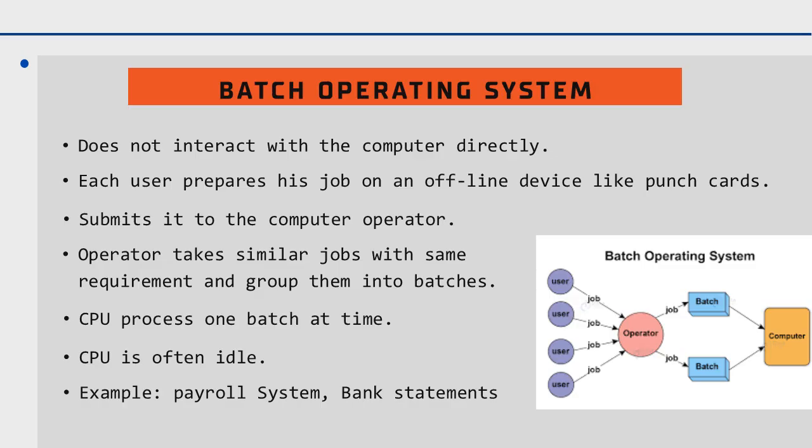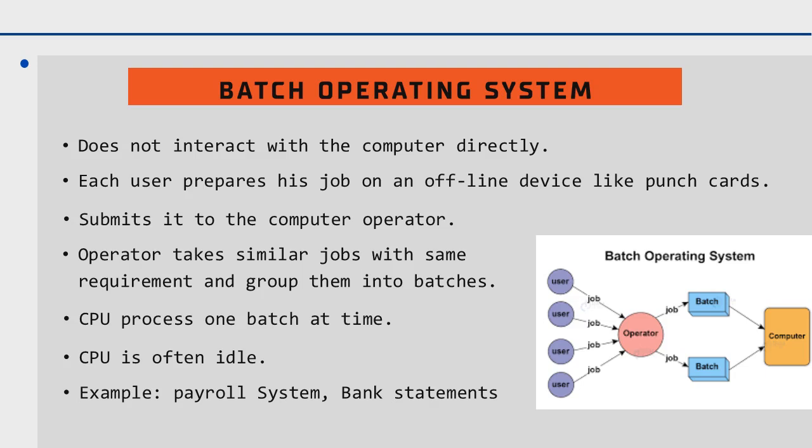Let's start with the first type, the batch operating system. In this system, the user does not interact with the computer directly. Earlier, users would prepare their work on offline devices like punch cards or paper tapes. After that, they would submit their jobs to the computer operator. The operator would then collect similar jobs that need the same resources and group them into batches.